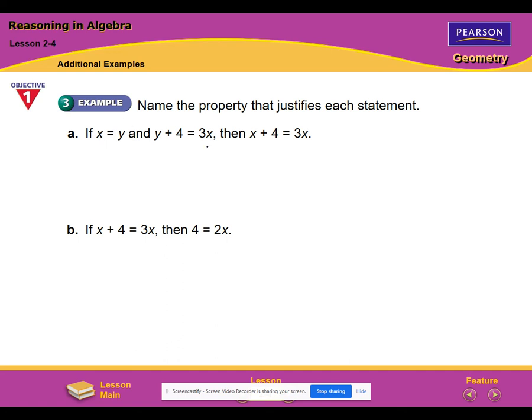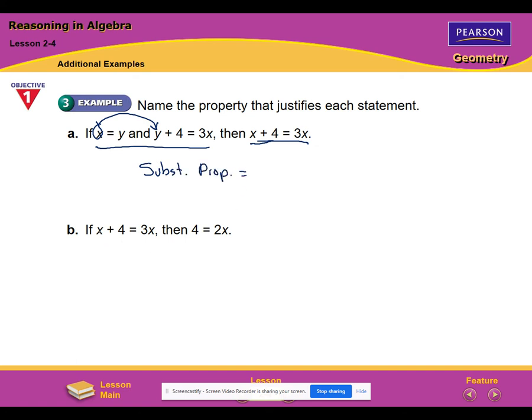You see, if these two things are true, and I took x and I substituted in for y, which you're allowed to do, right? You're allowed to substitute x in for y. That's the substitution property. You'd have x plus 4 equals 3x. That's this. X plus 4 equals 3x. This is the substitution property of equality.